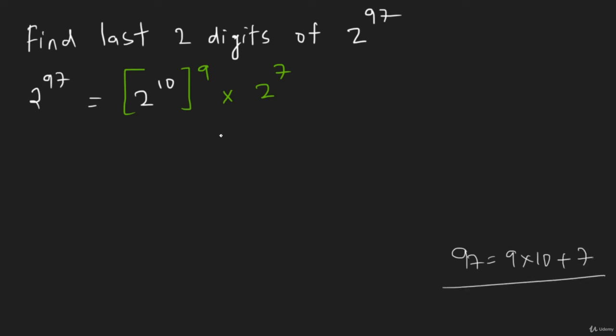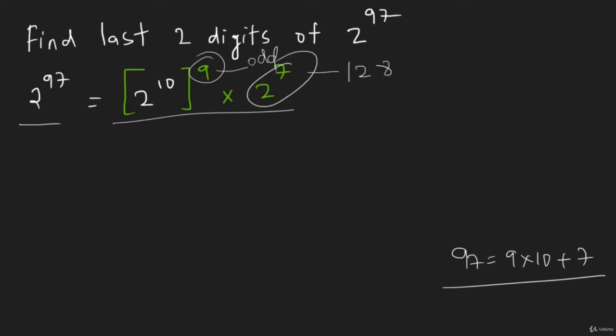Alright, based on this, I have rewritten 2 to the power 97 like this. Now, we know that 2 to the power 10, when raised to an odd power, this is an odd number, right? 9 will end in 24. Therefore, 2 to the power 7 is nothing but 128. Therefore, this simplifies to 24 into 128.